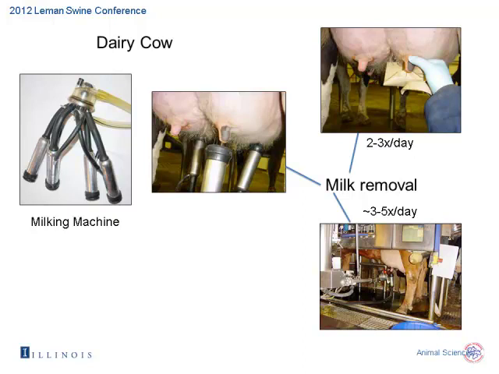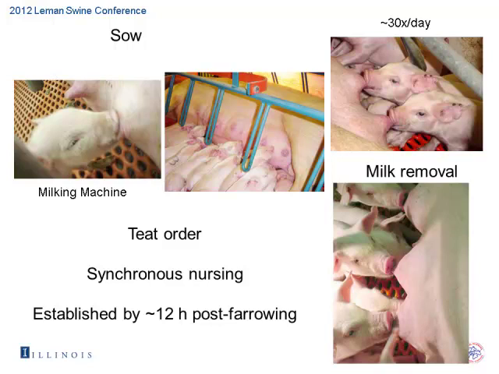And so this relationship between the pig and the mammary gland, again, this is what fascinates me. It gets kind of boring when you put the machine on the cow every time. That's the same. Well, this is a very much more dynamic situation. And on top of all that, with the kind of breeds and genetics you guys work with, there's a pretty strong teat order. It's not perfect, but it's pretty strong.